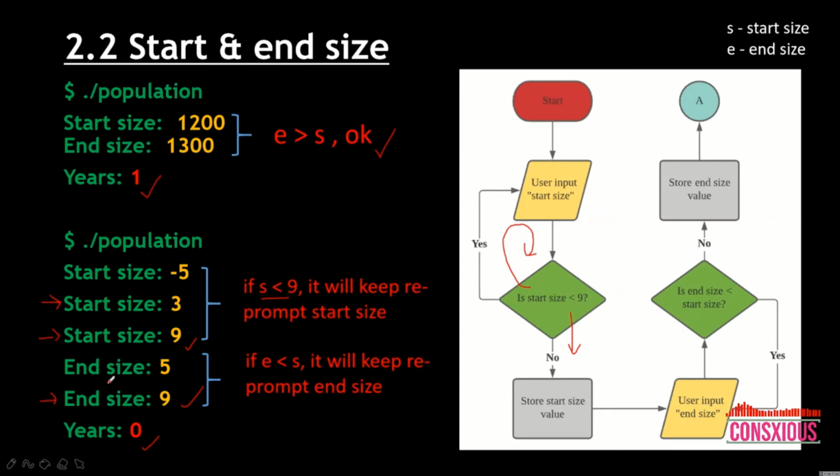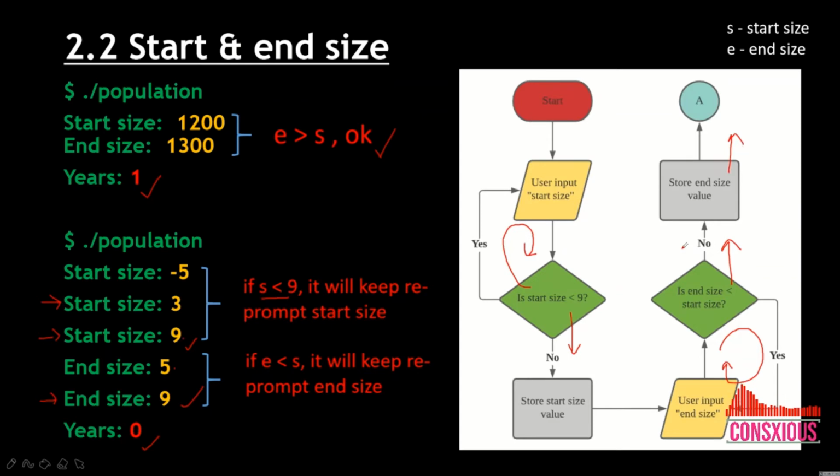Next step, we go through the end size. The user keys in the end size. We check a condition: is the end size less than the start size? For example, 5 and 9, 5 is less. So we create a loop here. If the user keys in 9, we break out of the loop. So the program will store the value of the end size to go through to the next steps.